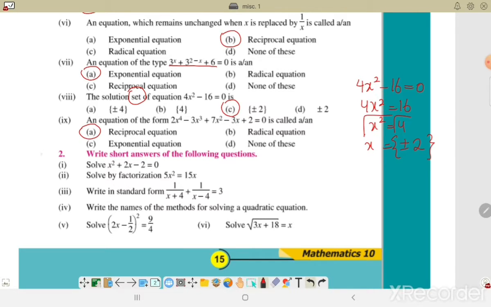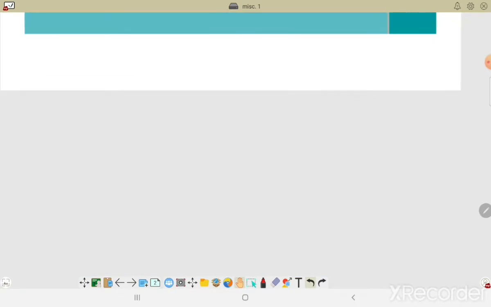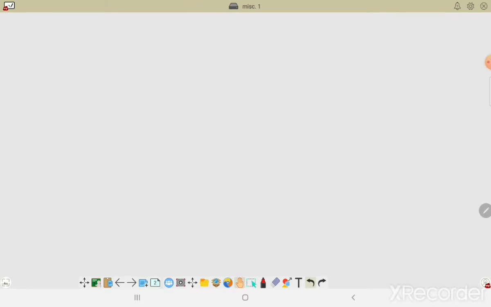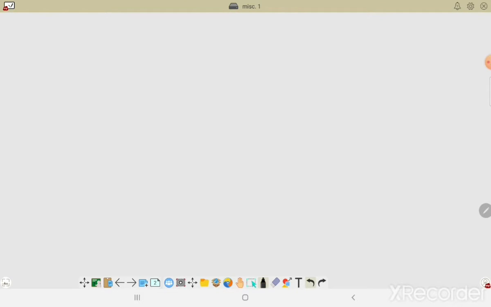So question number 2 now. Short questions. Let's solve them one by one. Our first question is part number 2. Solve by factorization: 5x squared is equal to 15x. Here you must know that we cannot cancel the x because in that case we lose one root, one answer. So we have to solve it like this.